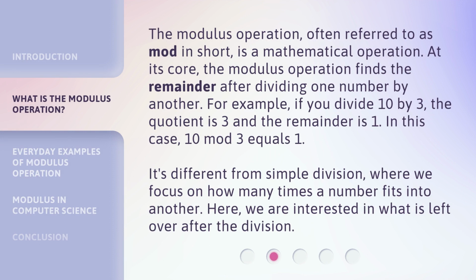The modulus operation, often referred to as mod in short, is a mathematical operation. At its core, the modulus operation finds the remainder after dividing one number by another. For example, if you divide 10 by 3, the quotient is 3 and the remainder is 1. In this case, 10 mod 3 equals 1. It's different from simple division, where we focus on how many times a number fits into another. Here, we are interested in what is left over after the division.